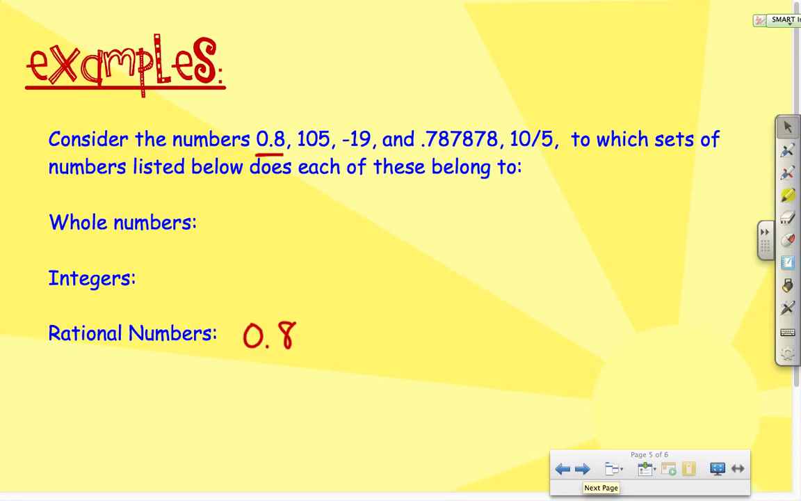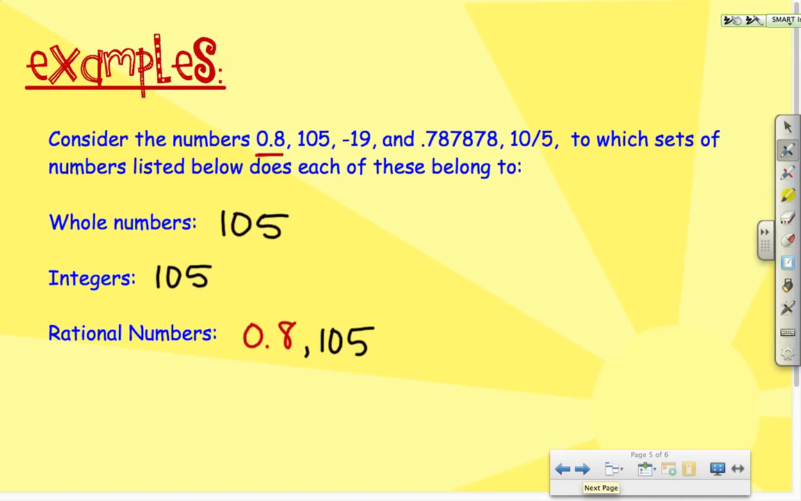All right, let's look at 105. Is it a whole number? Yes, it is. It fits in that whole number circle. Is it an integer? Yes, because remember, all of the whole numbers are integers, so we're going to include 105 as an integer. Is it a rational number? Again, the whole numbers and the integers are within the rational number circle, so we're going to include that there too.